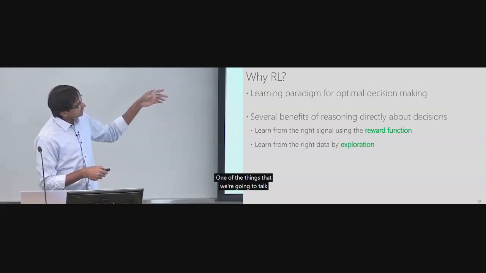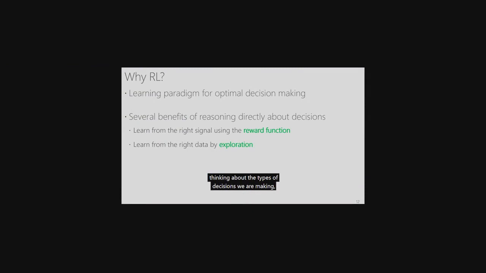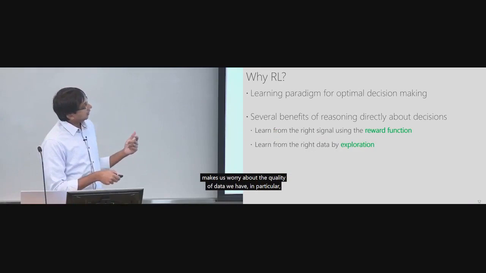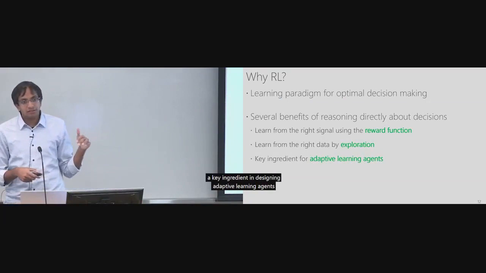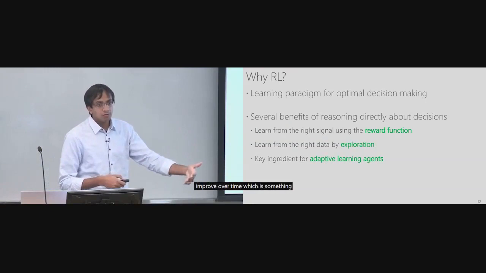One of the things that we're going to talk about in just a moment is thinking about the types of decisions we are making makes us worry about the quality of data we have, and in particular gives rise to this exploration issue that we're going to actually hear a fair bit more about today. And really, this type of reasoning, I would say, is a key ingredient in designing adaptive learning agents that learn as they interact with the world and improve over time, which is something that we would all like to see, I hope, for a variety of reasons.